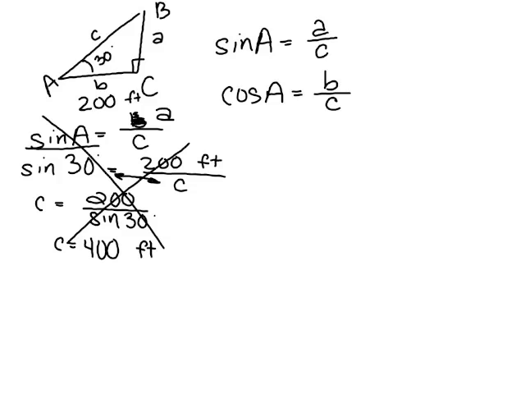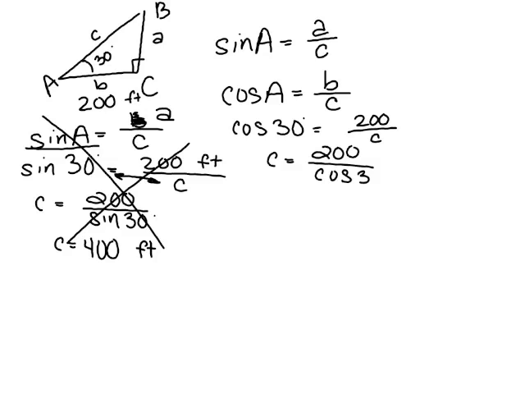So then plug in what we know. So the cosine for 30 degrees is equal to what? 200 over C. Okay, solving for C, so C needs to come all over by itself. 200 divided by the cosine of 30. Grab your calculator. 200 divided by cosine 30 equals, so my C length is 230.94.